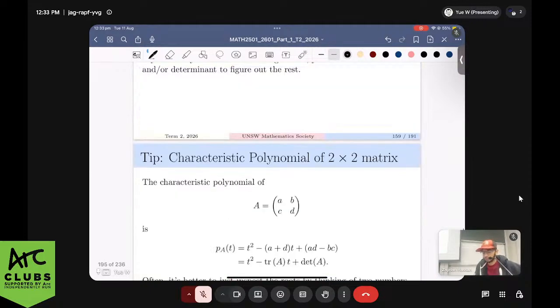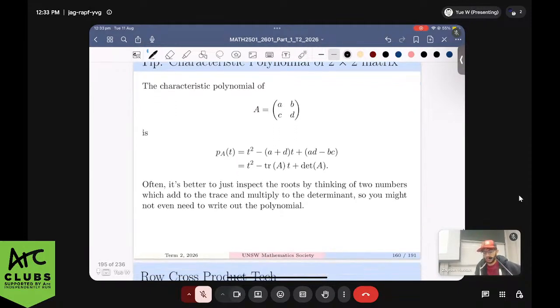Okay, so the characteristic polynomial of a 2 by 2 matrix is actually always of this form. But if you're finding eigenvalues of a 2 by 2 matrix, it's usually better to just find the trace, find the determinant, and inspect the two solutions. So you just need to inspect two numbers which add up to the trace, and two numbers which multiply to the determinant. So you don't really need to always write out the polynomial.